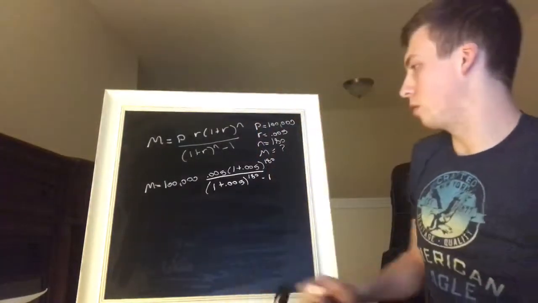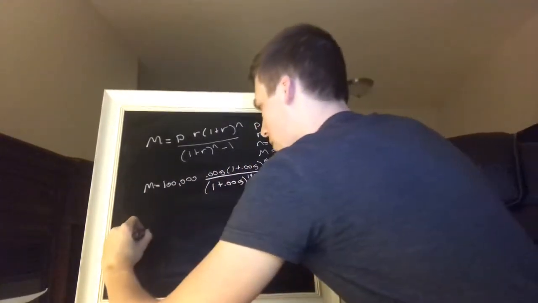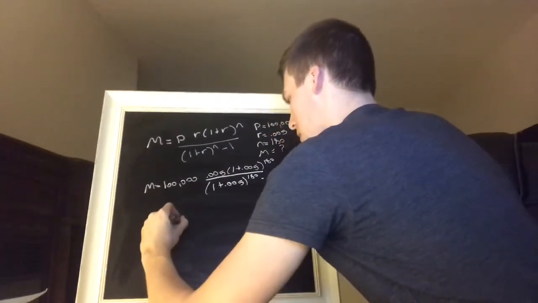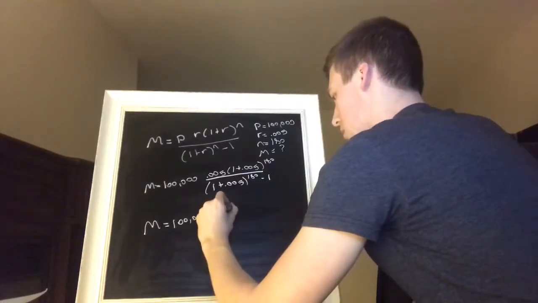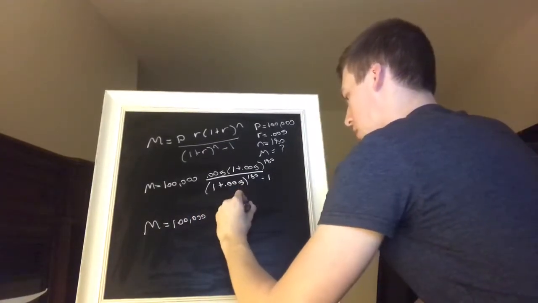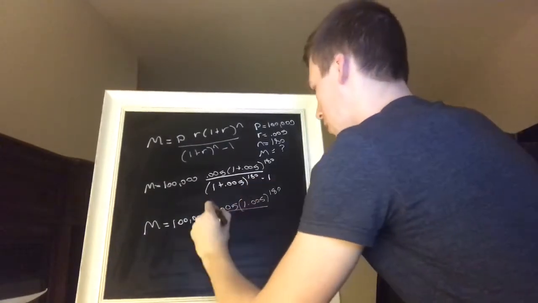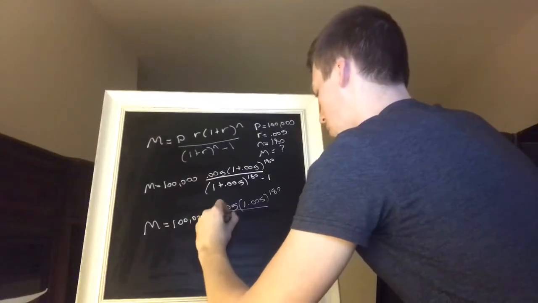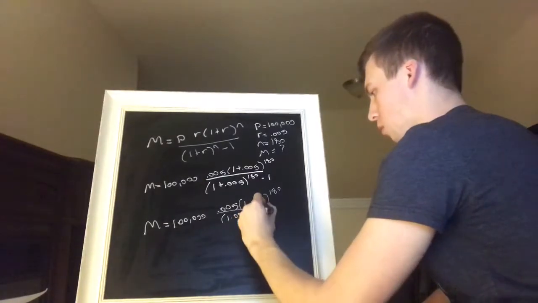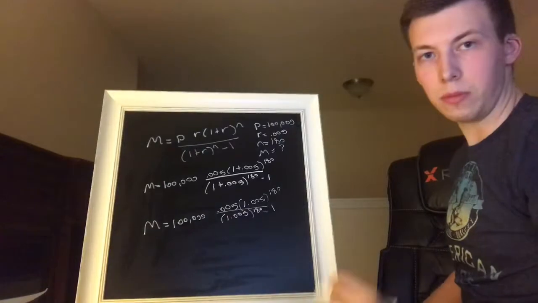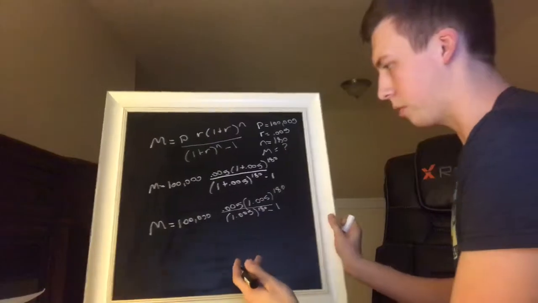So we'll just do these two first, since they're in the parentheses. So it's M equals 100,000 times 0.005 times 1.005 to the 180, over 1.005 to the 180 minus 1. So you just simplify it, and then to get even closer, we'll simplify it again.